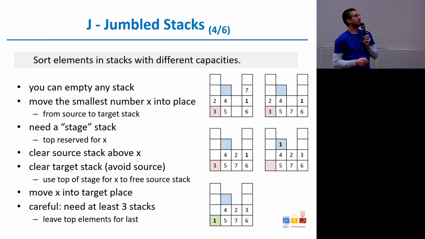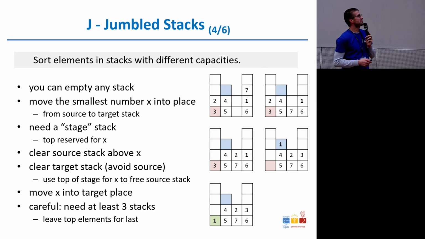What you can't do is clear the top of one stack and then clear the other stack and then hope that there's enough room for this to work, because there might not be. Number one could be at the bottom of one stack and the other stack could be full, and you can't clear both of them. You can clear just one. So you'll need some stage stack. So you pick another third stack where the top of that stack will be reserved for this number that you're trying to move to the destination.